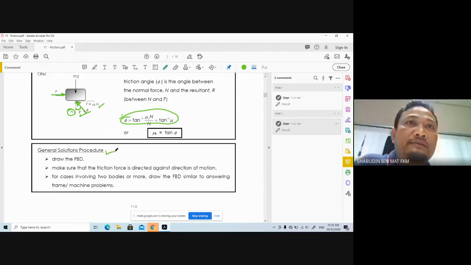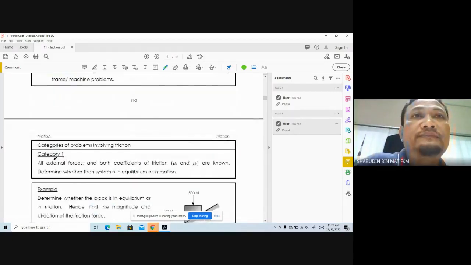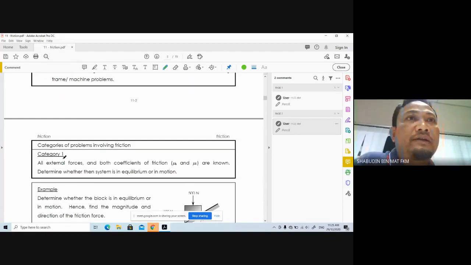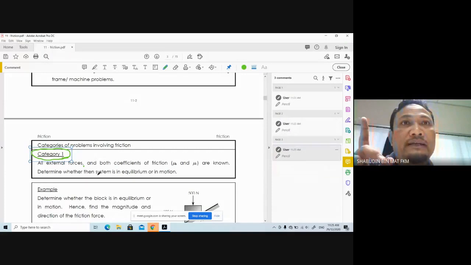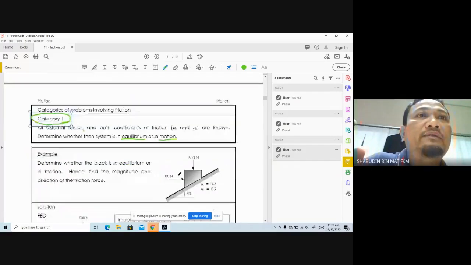General procedure for you to answer the friction: you have to draw the free body diagram first. There are 4 categories of friction. Category 1, all external forces are known. Determine either the object is in equilibrium or in motion.